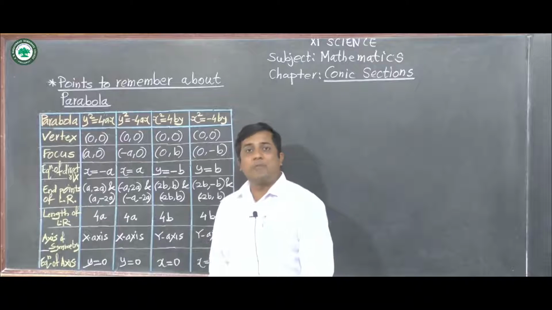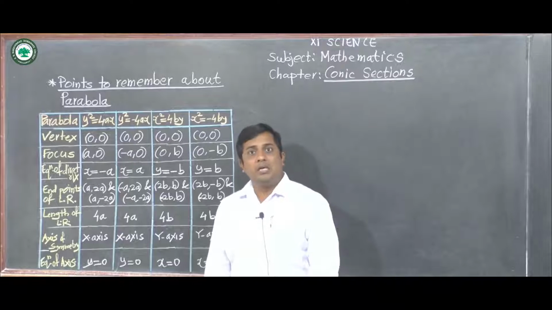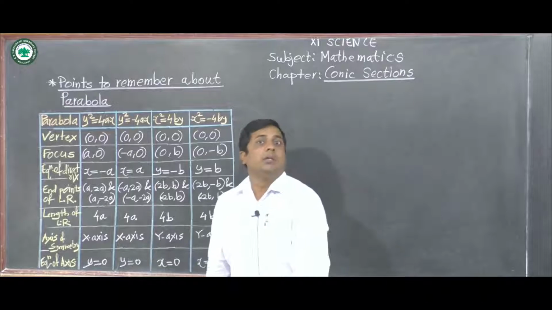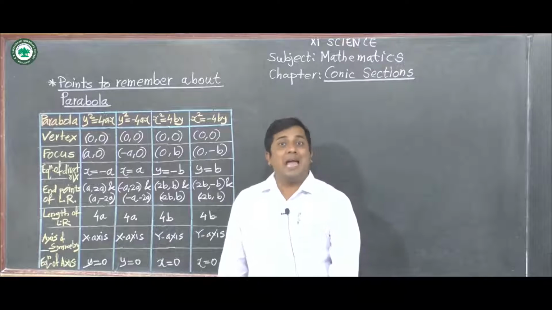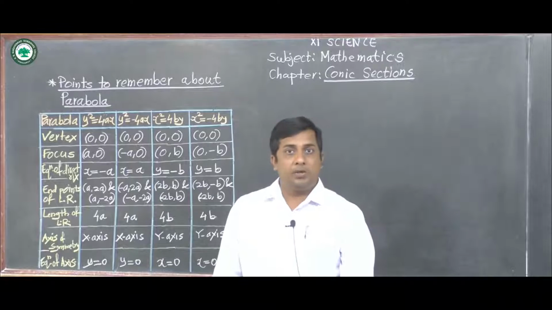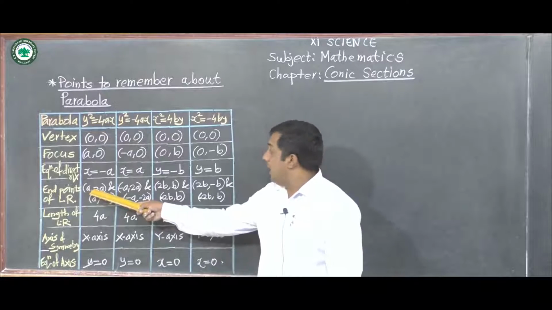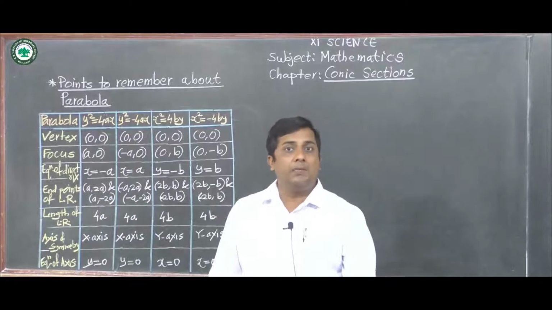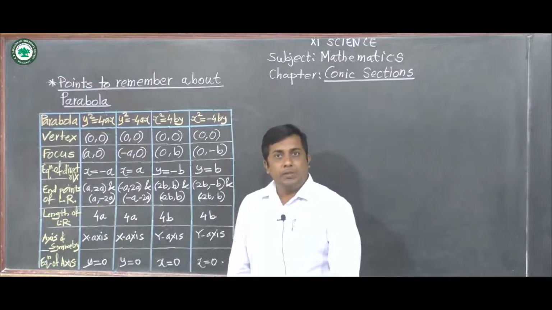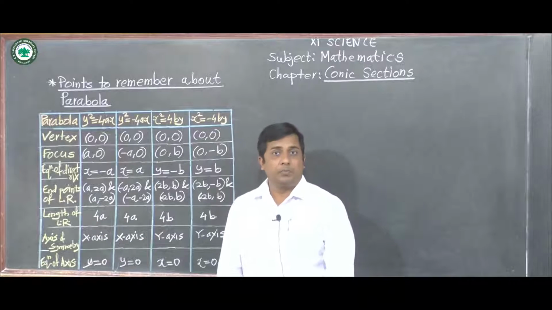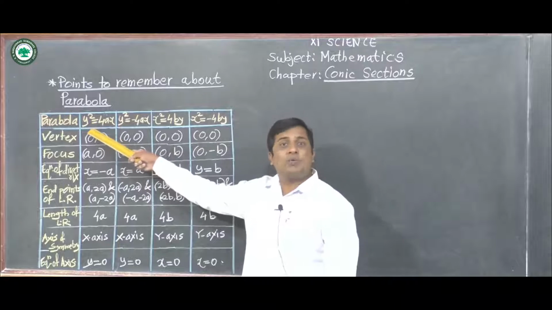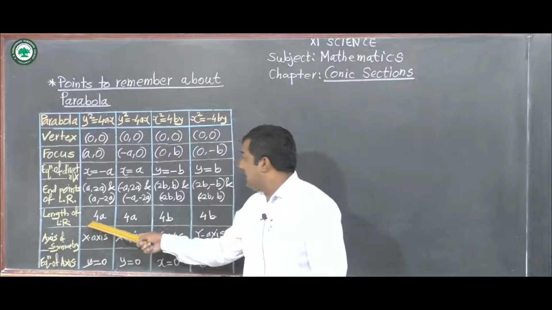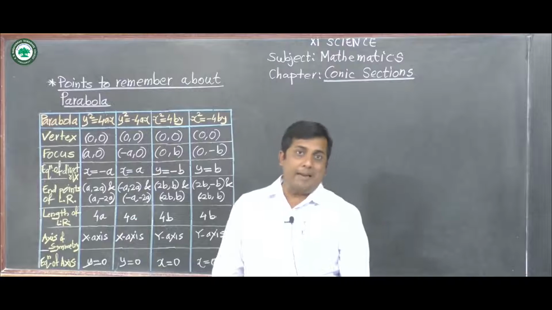Next, the endpoints of the latus rectum. We know we consider the chord which is perpendicular to the axis, and we defined the endpoints as L and L dash in the last lecture. For L the coordinates are (a, 2a), and for L dash it is (a, minus 2a). So remember these points. Here the length of the latus rectum for the parabolas y square is equal to 4ax and y square is equal to minus 4ax is 4a, the same for both.